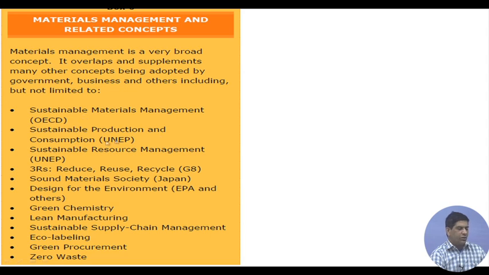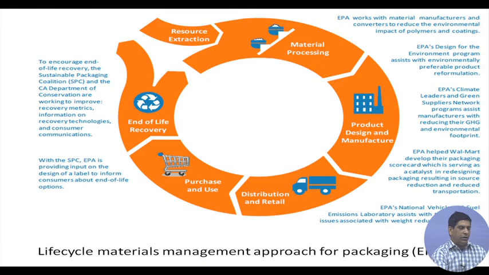Then we have sustainable production and consumption from the United Nations Environment Programme, and another, sustainable resource management. Many times you hear 3 Rs, these days even 4 Rs and 5 Rs: reduce, reuse, recycle, and now they're talking about recovery. And there is the Sound Material-Cycle Society in Japan. The EPA and others call for design for environment. Then you hear the terms green chemistry, lean manufacturing, supply chain management, eco-labeling, green procurement, zero waste. All these different concepts have the same basic philosophy: better use of material, produce less waste, so that there is less environmental impact. And LCA as a tool helps us to quantify all those aspects.